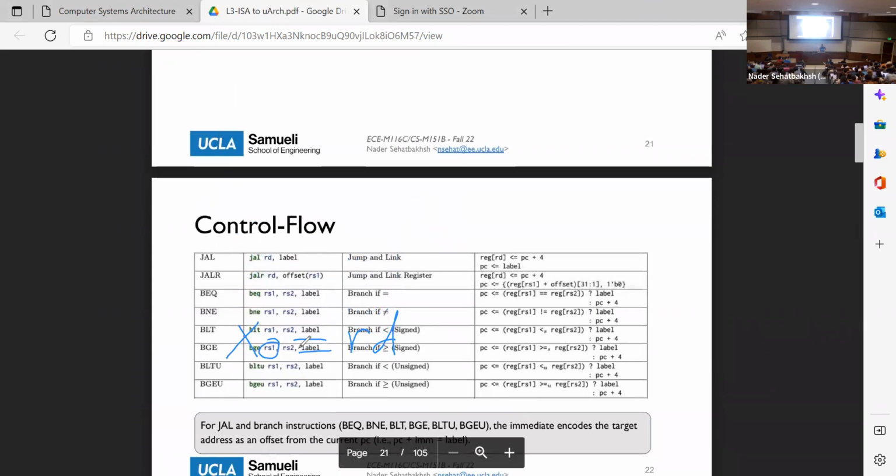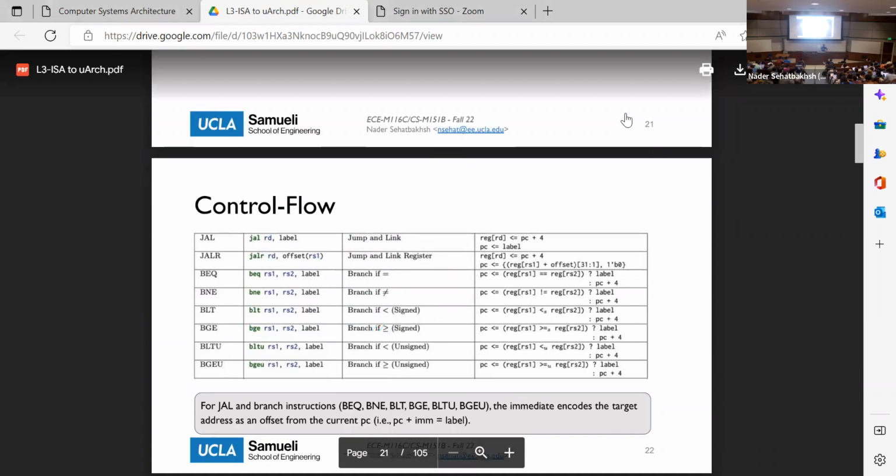So the question is, is there no actual jump instruction? No. Do you actually see the list of instructions here? We have what's called JAL and JAL-R, where JAL is jump and link, and JAL-R is jump and link register. And then we have a bunch of different branch instructions, but we don't have a specific jump instruction, because there is no point of having one. A jump instruction is nothing but JAL using X0. So if you use X0 as your destination, it's the same thing.